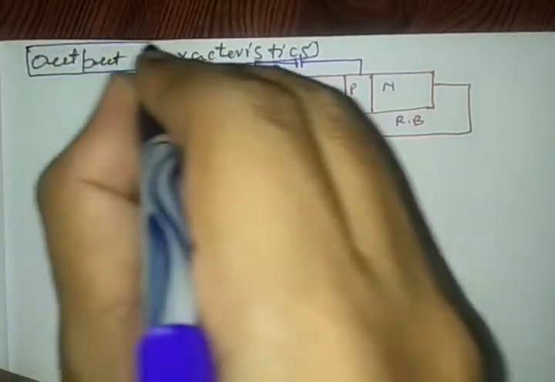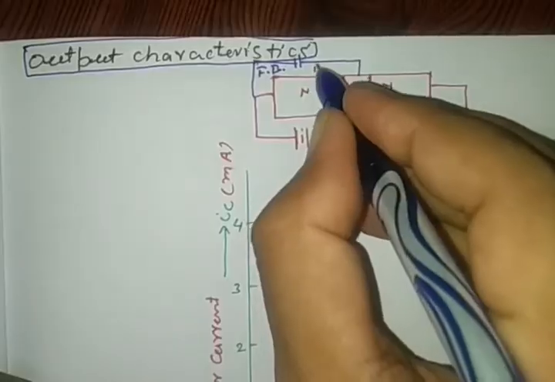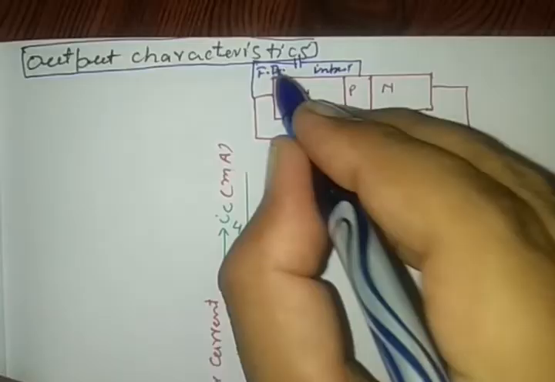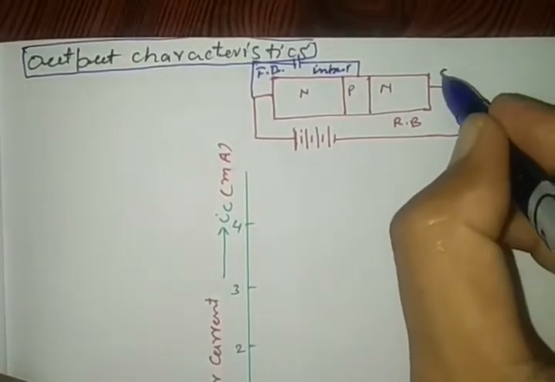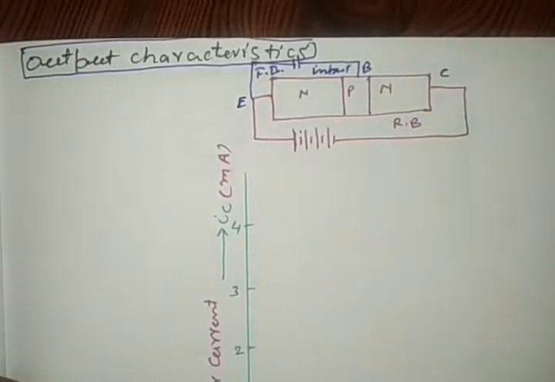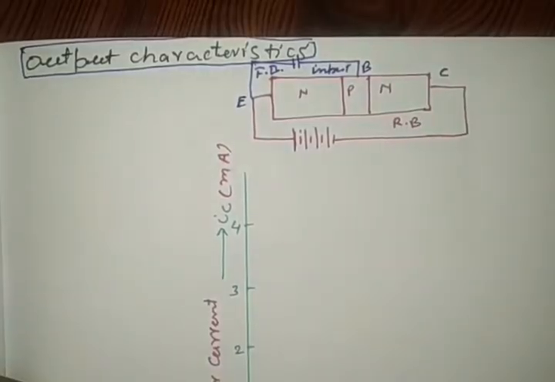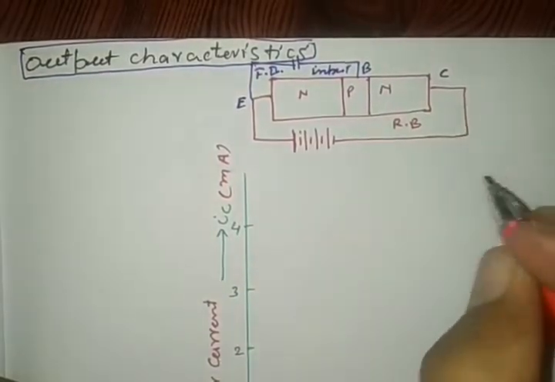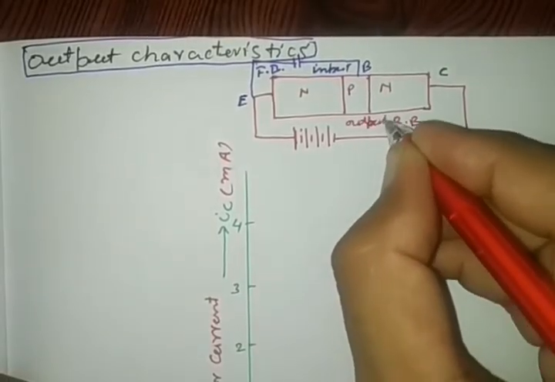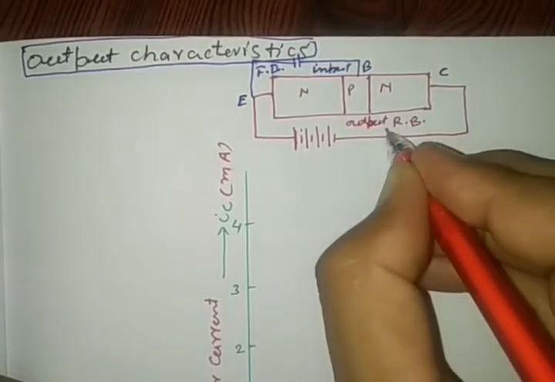A supplementary diagram is given here. NPN transistor, this is the input, connected with base and emitter, and this is the collector, emitter, and base in the NPN transistor. It is under forward bias. And this is the output circuit, so it is under reverse bias.